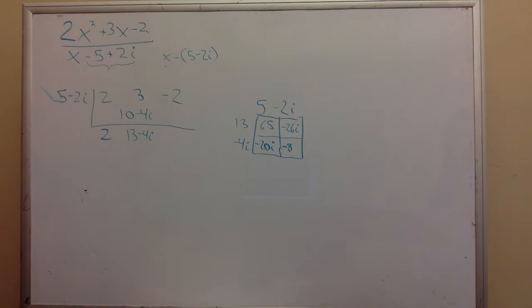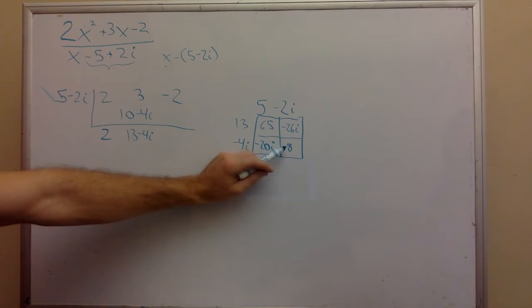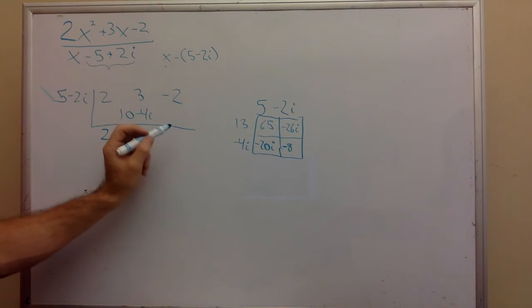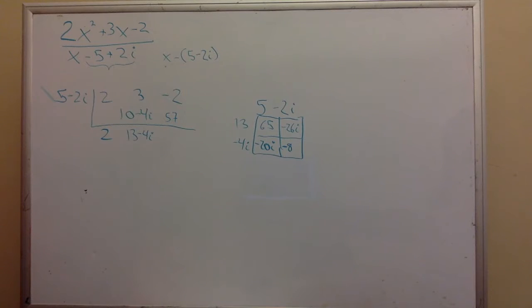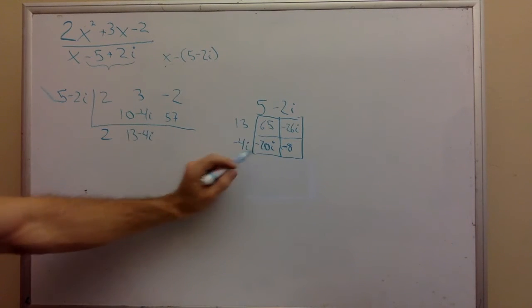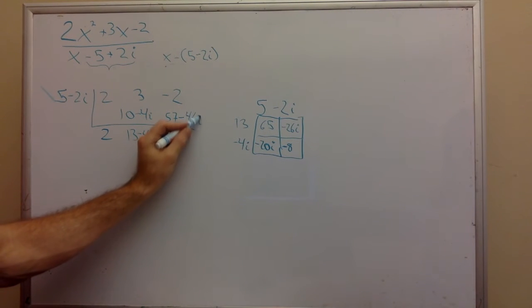So if I take off 8 from 65, good. So take off 5, take off 3 more, so I'm at 57. And then I combine these two pieces. So now negative 46i.